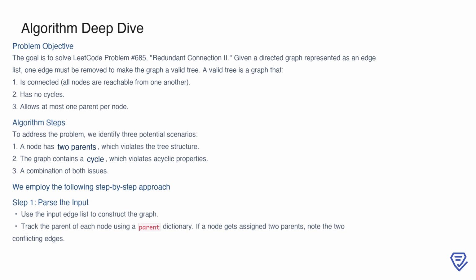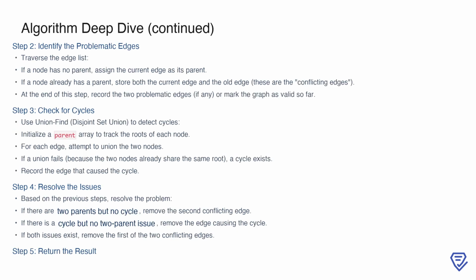To begin, we parse the input edge list to construct the graph. As we do so, we track the parent of each node using a dictionary. If we encounter a node that gets assigned two parents, we note down the two conflicting edges for further processing. Next, we work to identify problematic edges by traversing the edge list. For each node, if it doesn't yet have a parent, we assign the current edge as its parent. If it already has a parent, we store both the current edge and the previous edge, as these are the conflicting edges. By the end of this step, we will have identified the two problematic edges or confirmed that the graph appears valid so far.